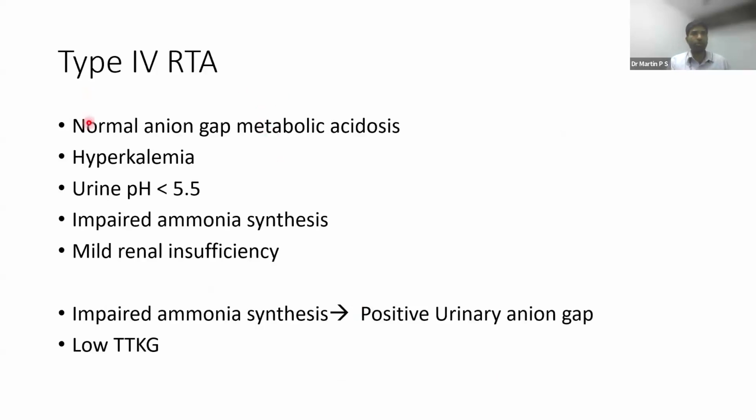It is a normal anion gap metabolic acidosis. It is a hyperkalemic RTA. The urine pH is always maintained less than 5.5. And here, because of the acidosis and hyperkalemia, there is impaired ammoniogenesis, and usually this is seen in patients with a mild renal insufficiency. This impaired ammoniogenesis translates into what is called a positive urine anion gap. Then when you calculate the TTKG, the excretory power of potassium by the tubules, especially the cortical collecting duct, is low. So these patients will have a low TTKG.